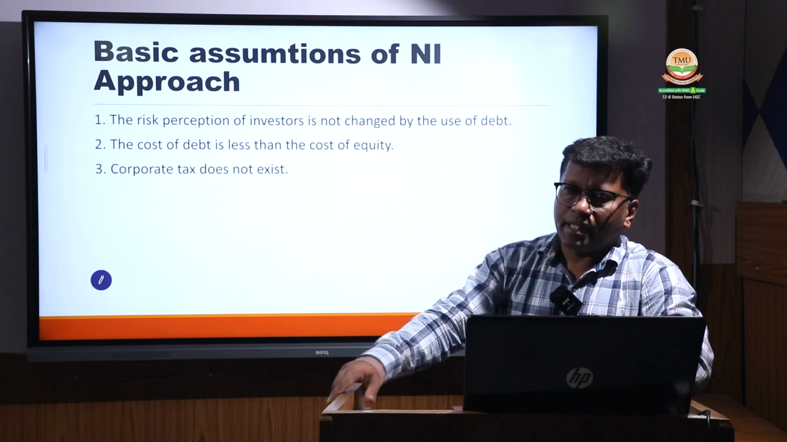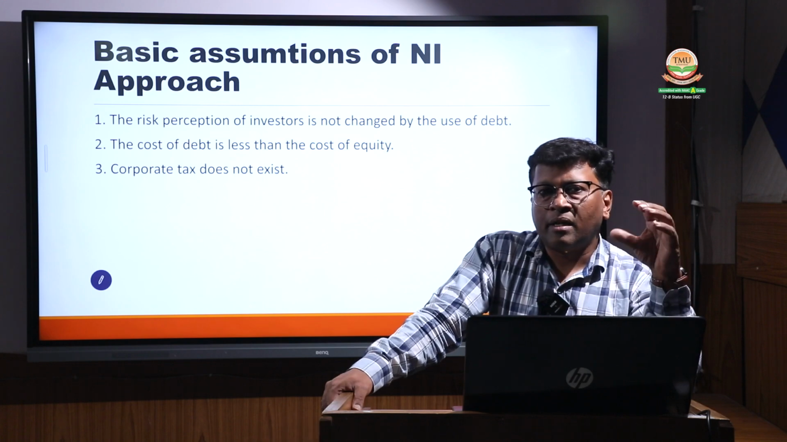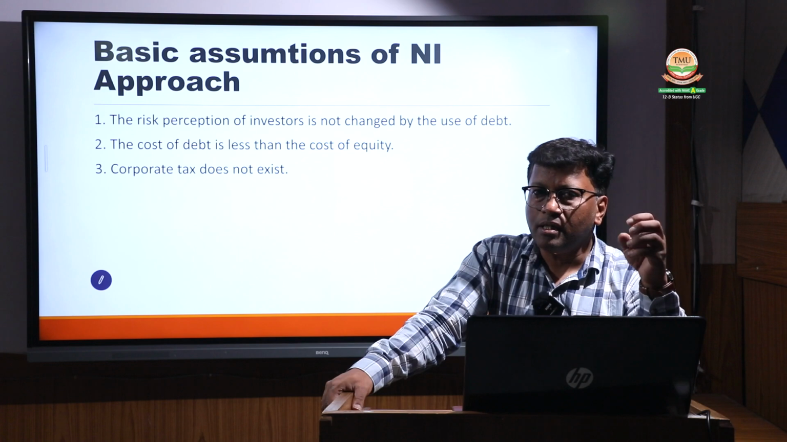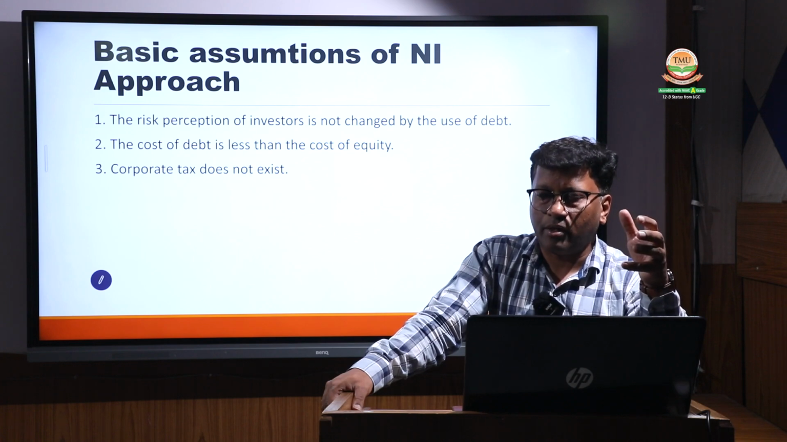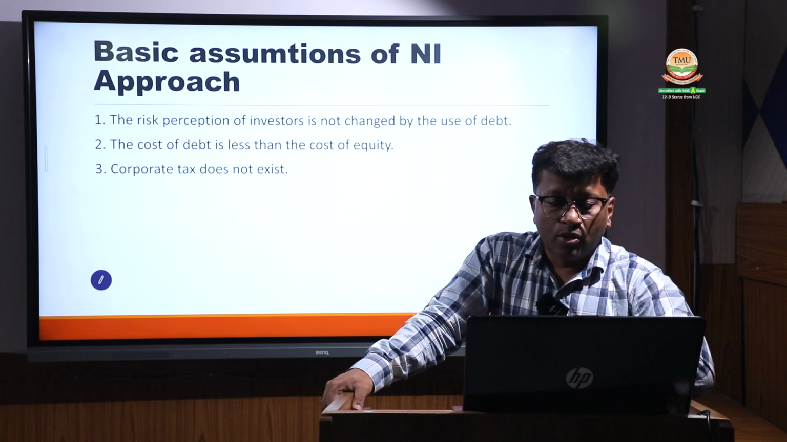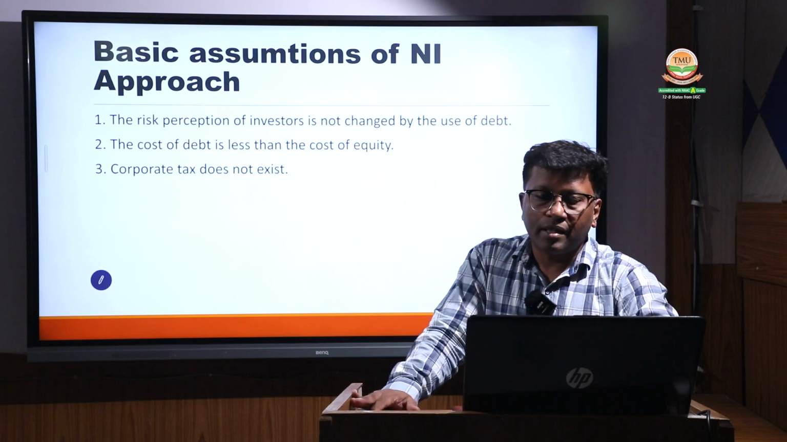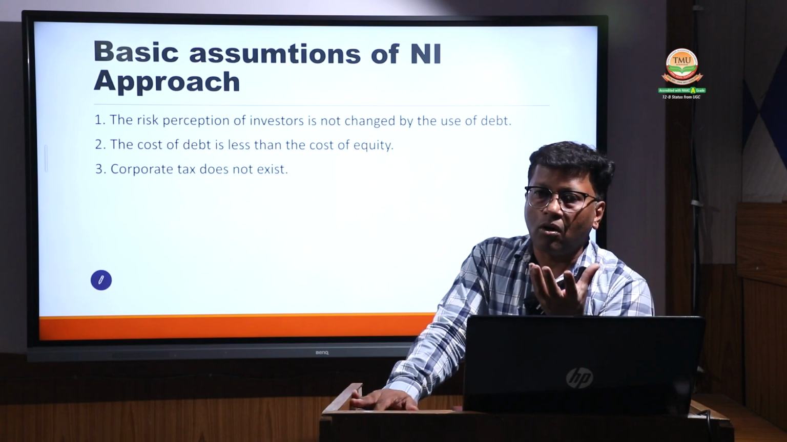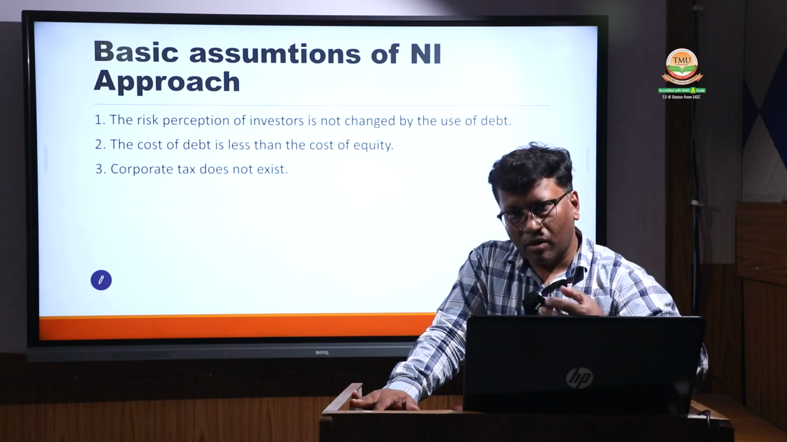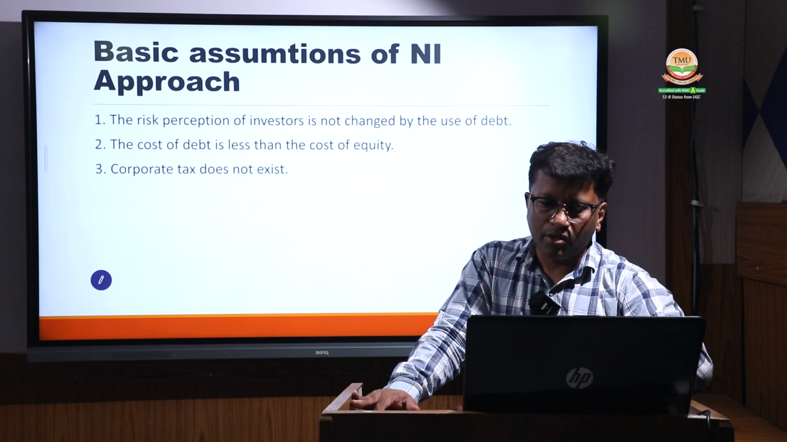The second assumption is that the cost of debt is less than the cost of equity. As I told you, in comparison to the equity share, the debt capital is known as a cheaper source of capital, because we have to pay a lower cost in the form of interest to the debenture holders. So this is the second assumption under this approach, that debt capital has a low cost of capital. Companies are working on leverage in order to increase the profitability to the shareholder.